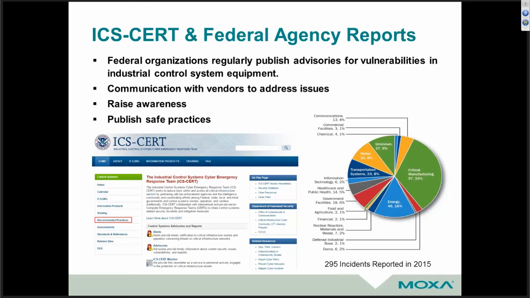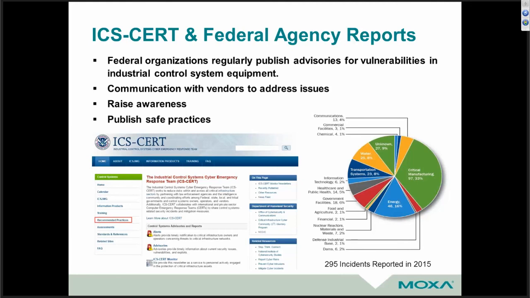If you refer to the graph that I show here on the screen, you'll see that we have this pie chart. This is from incidents that ICS CERT responded to back in 2015. There were roughly 300 incidents that they responded to. Now this is just incidents where a company has invited them to come in and help them mitigate a problem or to audit their systems to find out what their readiness is.